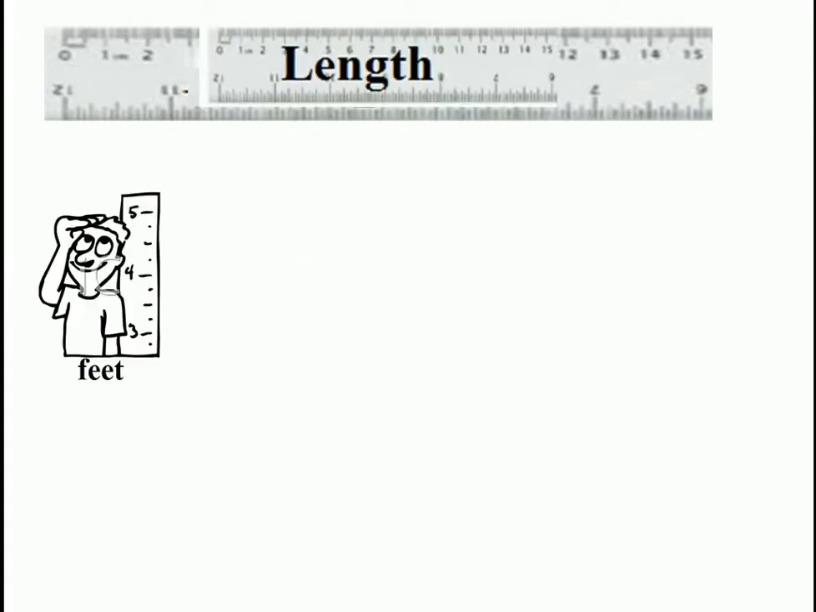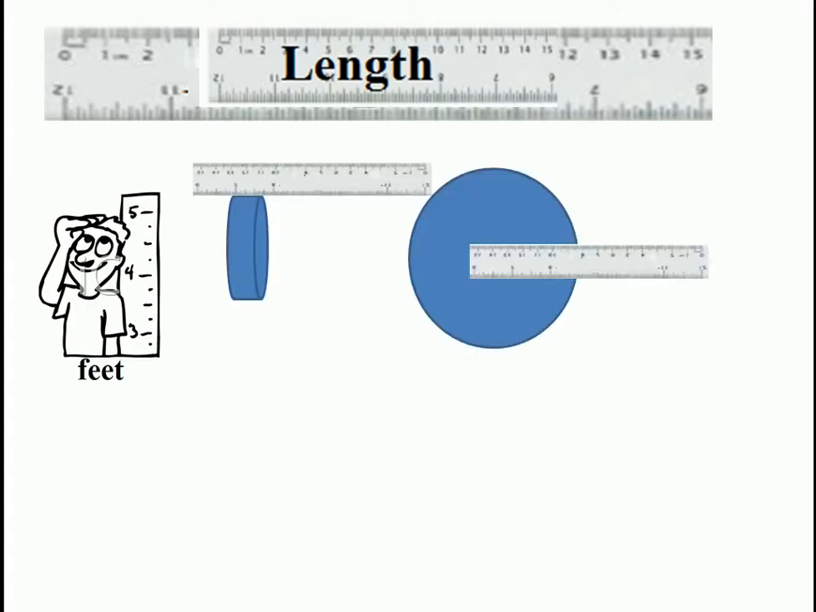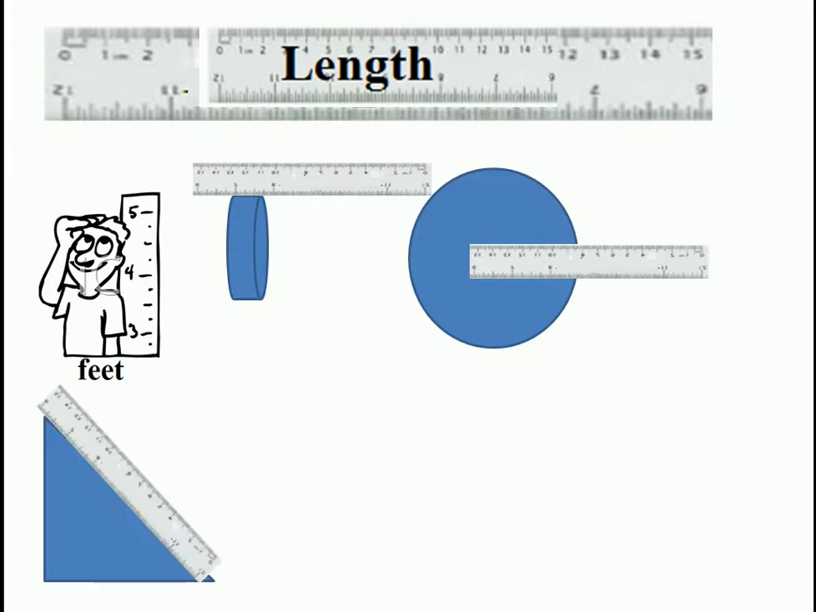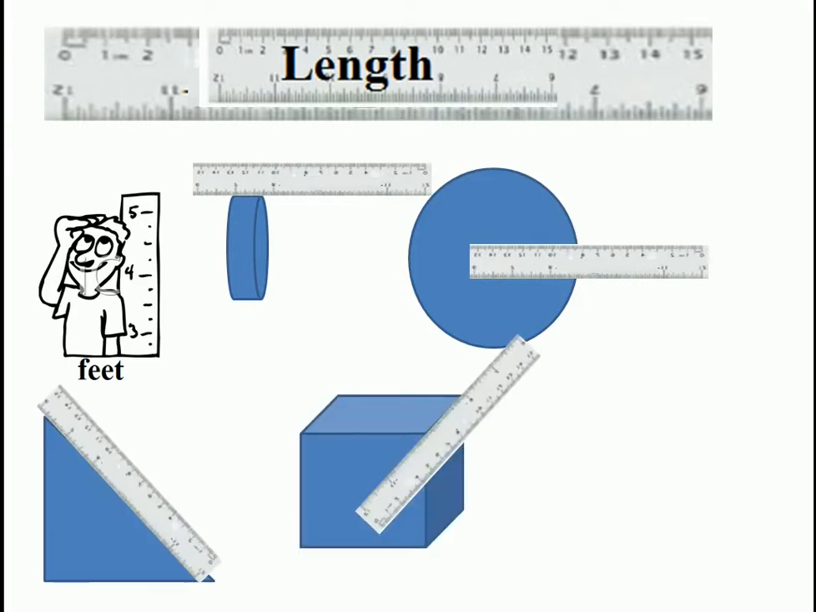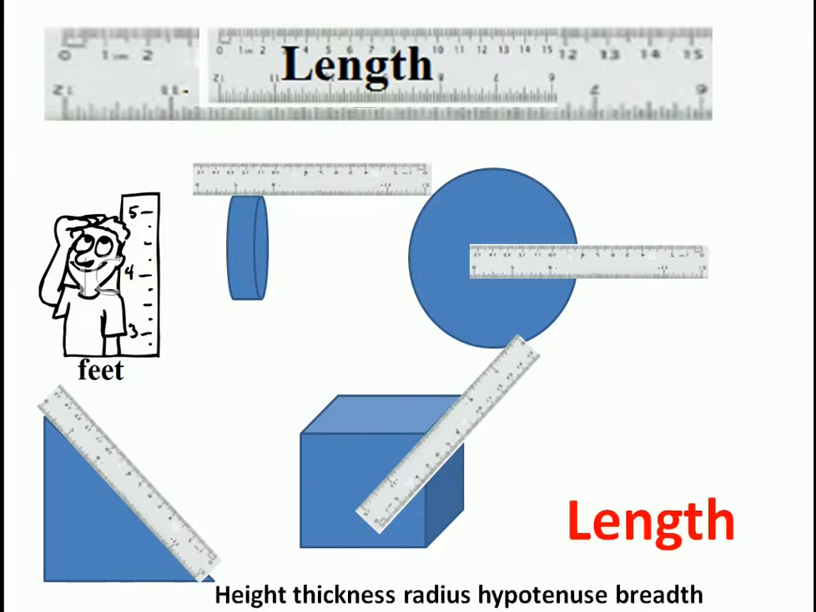It can be the height, the thickness of any object, the radius of a circle, the hypotenuse of a triangle, or the breadth of a cube. So while measuring these quantities, we are measuring length. So I can denote height, thickness, radius, hypotenuse or breadth by a general term, length.